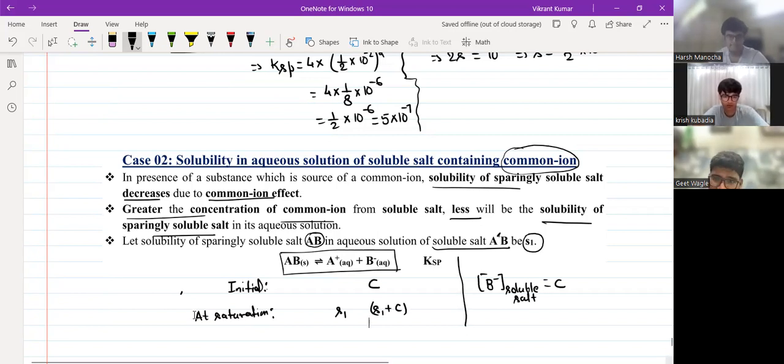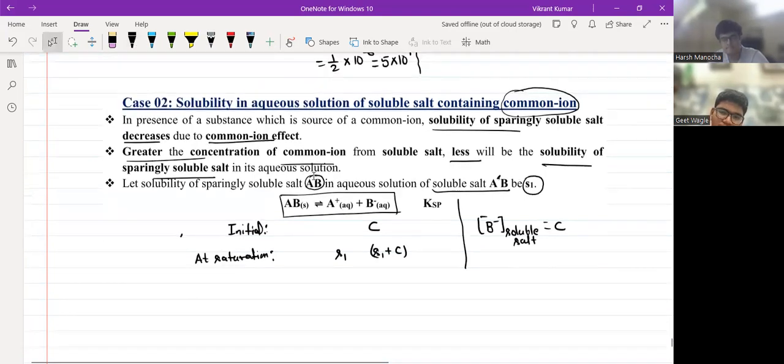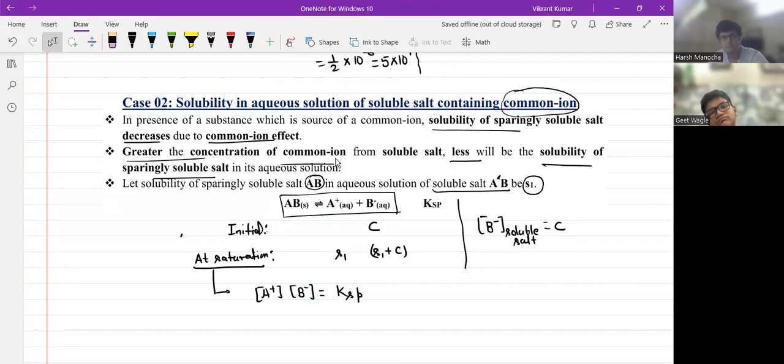And यहाँ पे we have taken AB type का ही salt because we don't want any coefficient, क्योंकि वो raise to में चला जाएगा, and then it will be a very difficult equation. We'll talk about that later also. But right now we are talking about AB type का ही है. So we are saying at saturation A plus into B minus is equal to KSP. And that gives you a quadratic equation, S1 into S1 plus C is equal to KSP. Now this is a quadratic equation.